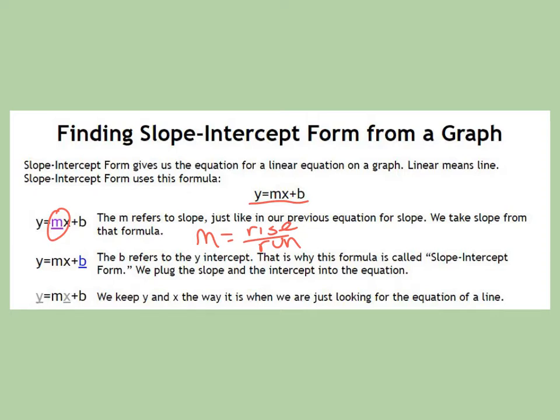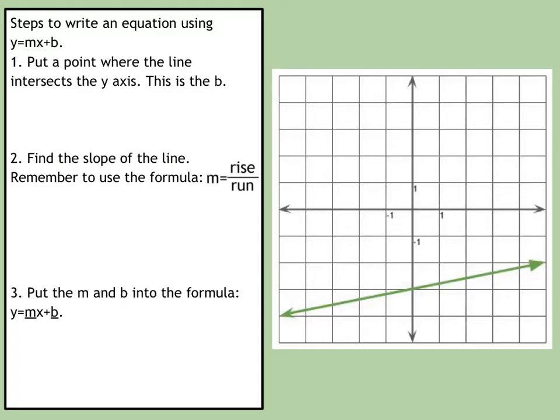Y equals mx plus b, when we're looking at the b, that refers to the y-intercept. That's why the formula is called slope-intercept form. We're using slope and the y-intercept, or the b, to find out the equation of a line. And then when we use this formula, we just keep y and x the way it is if we're just looking for an equation of a line. Steps to write an equation using y equals mx plus b.